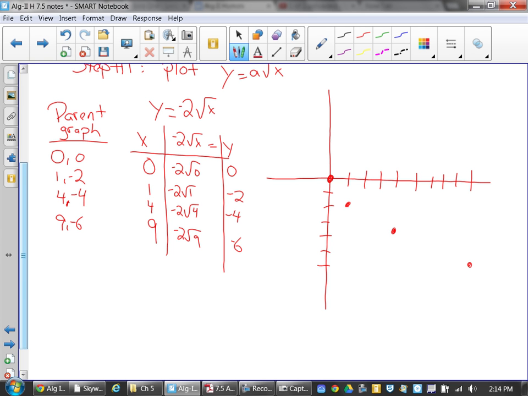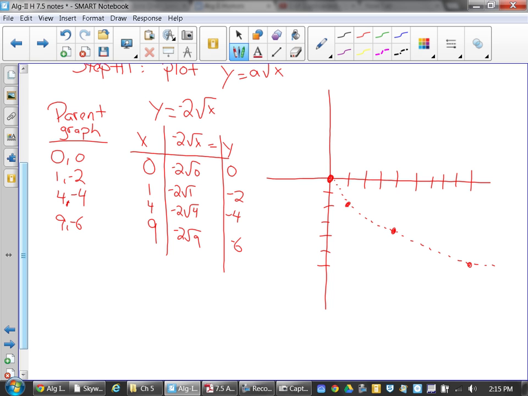One rule when you're working with parent functions is that since you're using the parent function to model the shift off of it, you don't create that with a solid line. You put that as a dotted line, okay? Because it's a tool that you're using. It's not technically the right one. So you would just do a dotted line to connect that. That's my parent function.